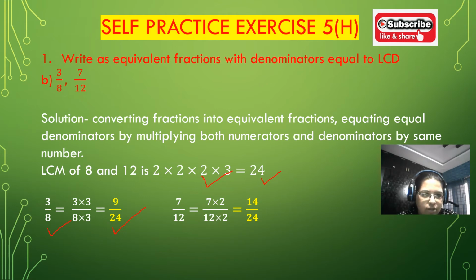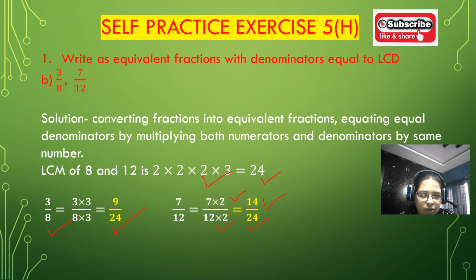Now we have to convert the second fraction, 7 divided by 12, into an equivalent fraction with denominator equal to the LCM of 8 and 12, that is, LCM 24. We know the denominator 12 multiplied by 2 gives 24, so we have to multiply the same number 2 with both numerator and denominator. Multiply the numerator 7 with 2, we get 14, and multiply the denominator 12 with 2, we get 24.